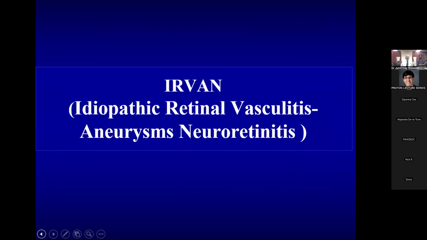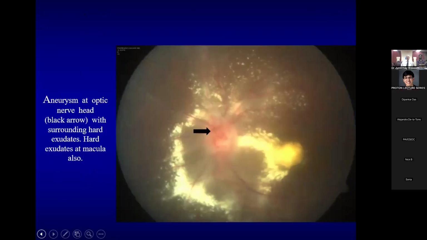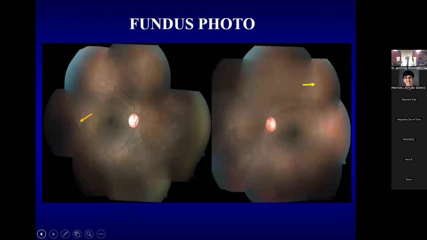Idiopathic retinal vasculitis, aneurysms and neuroretinitis, or IRVAN, is a typical ocular vasculitis. Here you can see vascular alteration of the retinal vessels with a beaded appearance of the aneurysms at the optic nerve head along the superior arcade, with the surrounding exudates. And this is the other eye.